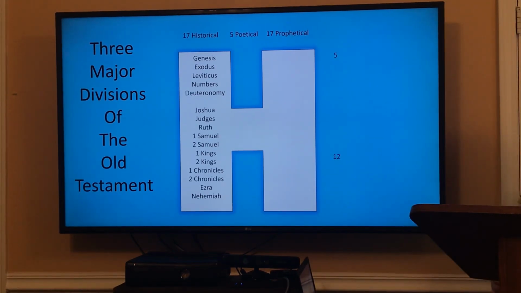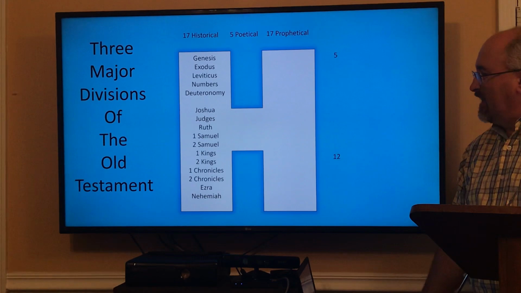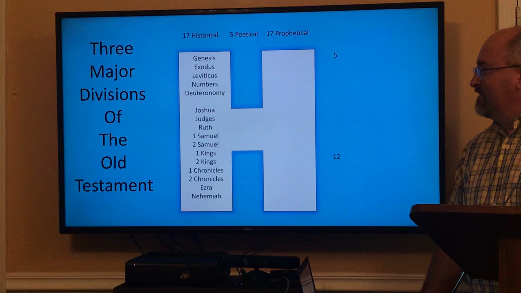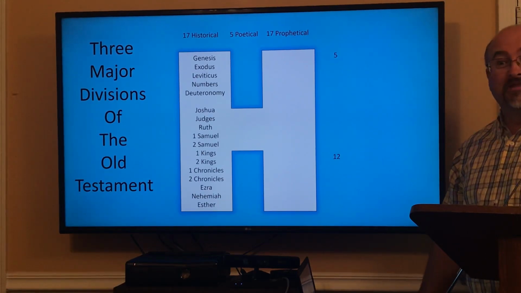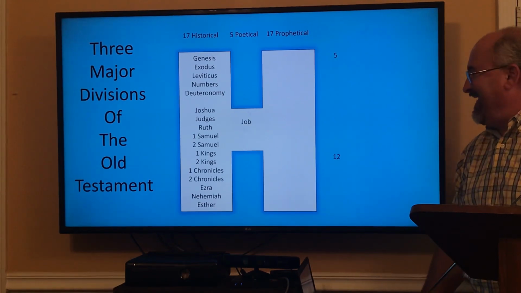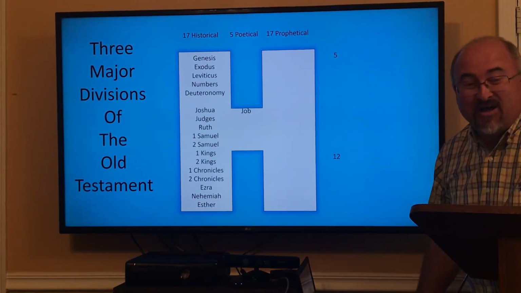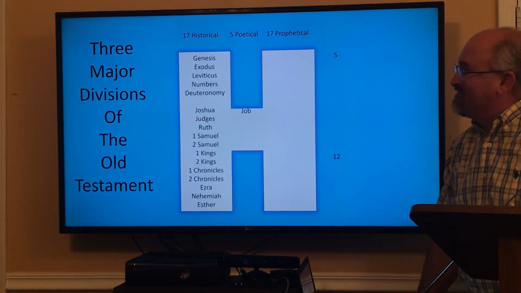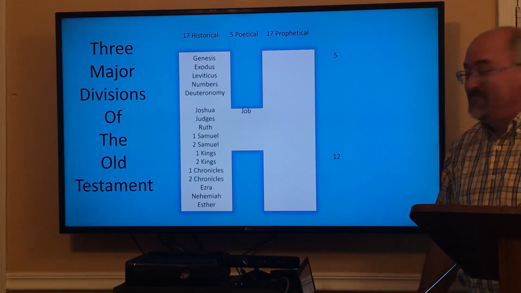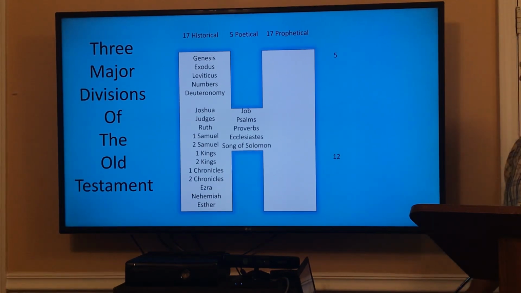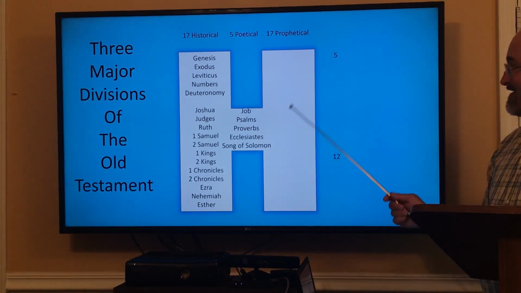Now, let's name the 5 books of poetry. That's the first book. Esther. No. Nehemiah. Oh, Esther was the last book of the historicals. That's my bad. We left poor Esther out. Caught me red-handed there. All right. So now let's name our 5 poetical books. Job, Psalms, Proverbs, Ecclesiastes, Song of Solomon. There you go.